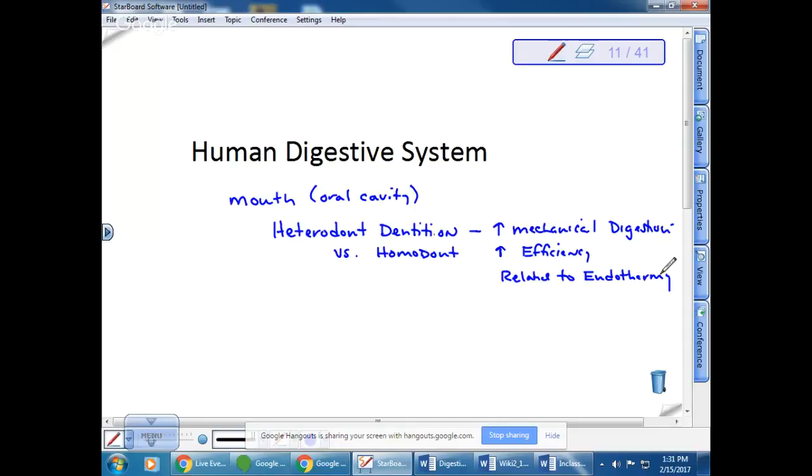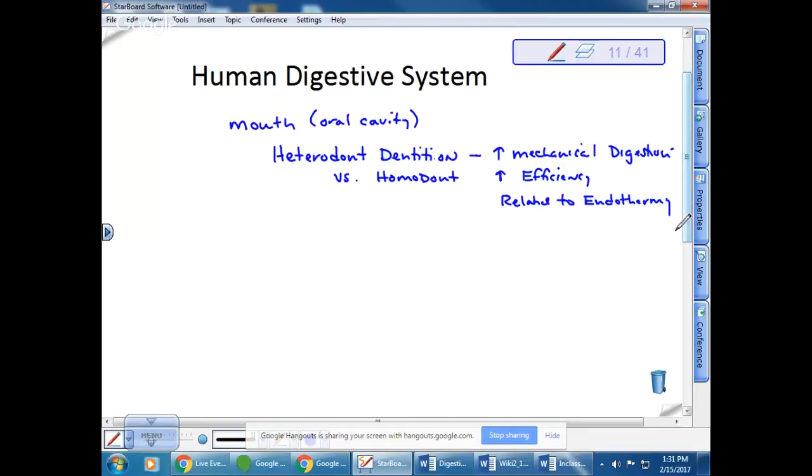So when we were looking at the fish, they had homodont dentition. Fish do not chew their food. Heterodont dentition means that we have different types of teeth, which are really efficient at chewing the food. Okay. We also have the tongue, and the tongue has sensory receptors on it.